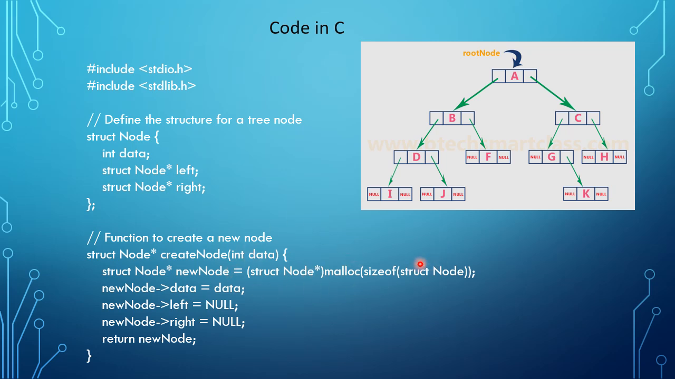And this node is assigned to the new node variable. To define the new node, new node is a user defined data type, that is struct node. So we declare it as struct node star new node. Why is this star required? It points to the next node. That is why we are assigning it as a pointer variable.